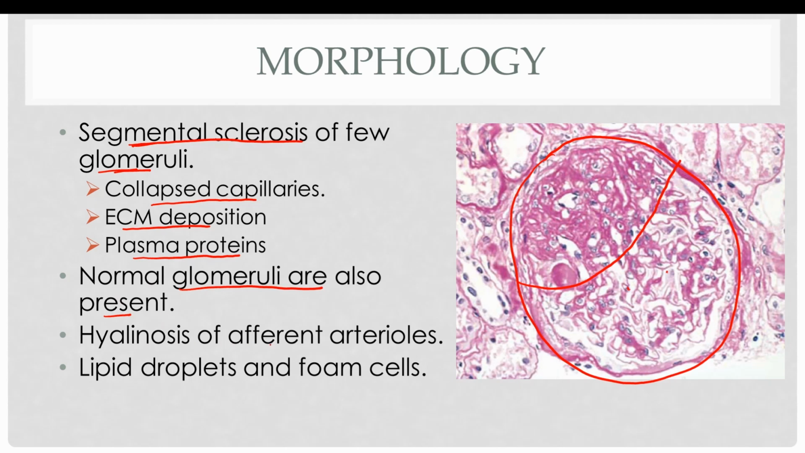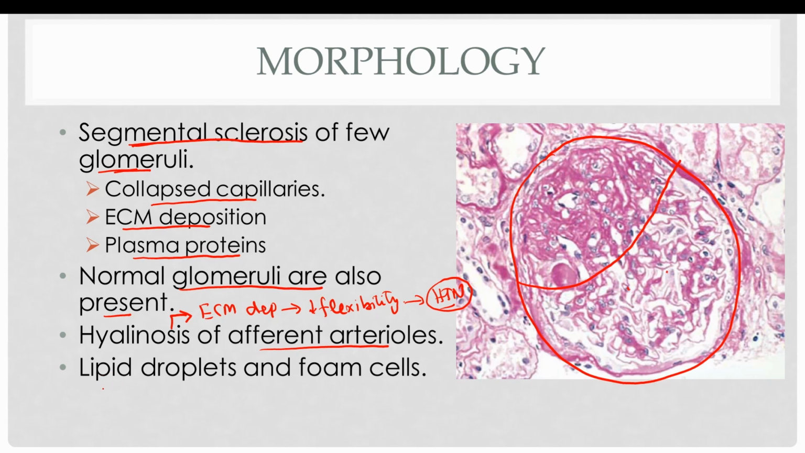There is also hyalinosis of the afferent arterioles. Hyalinosis is basically due to the extracellular matrix deposition along the afferent arterioles, resulting in decreased flexibility of the capillaries, which ultimately leads to hypertension, which is a sign of focal segmental glomerulosclerosis.